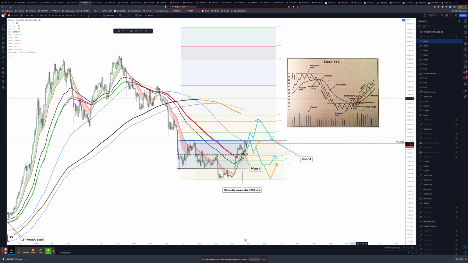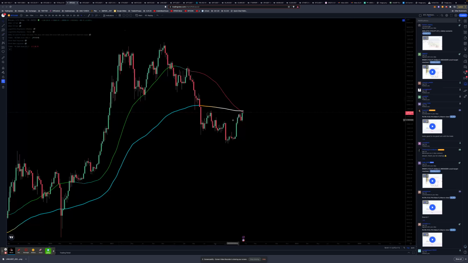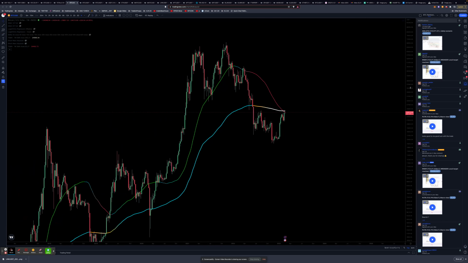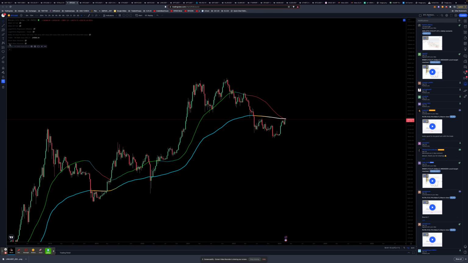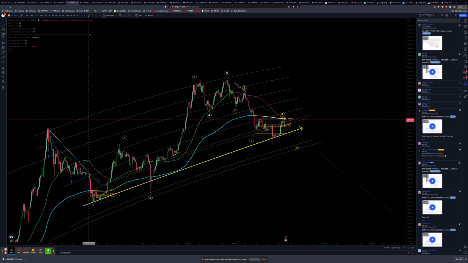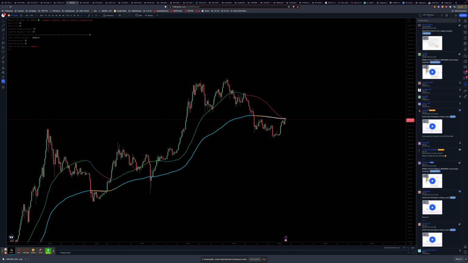However, this phase here is where we've got the 50 weekly moving average. If you look at the 50 weekly moving average in the past, when we get a break above the 50 weekly, let's go back again. Get my pen out. When we get a breakout on the 50 weekly moving average, which is similar to this, then we become very bullish.